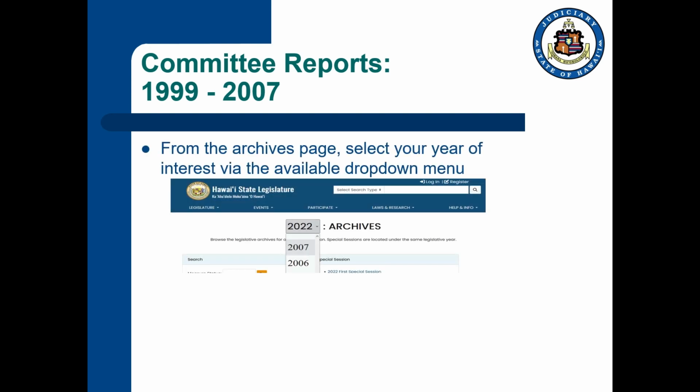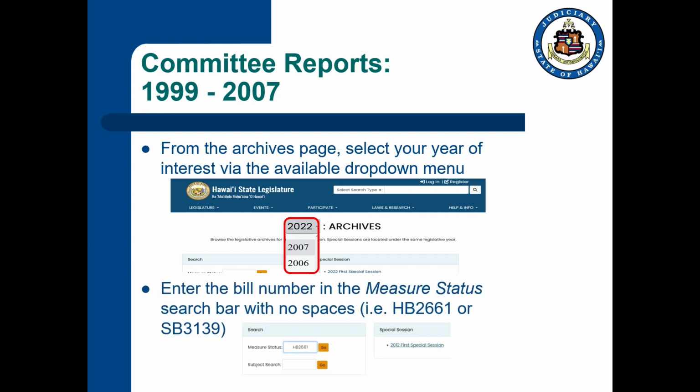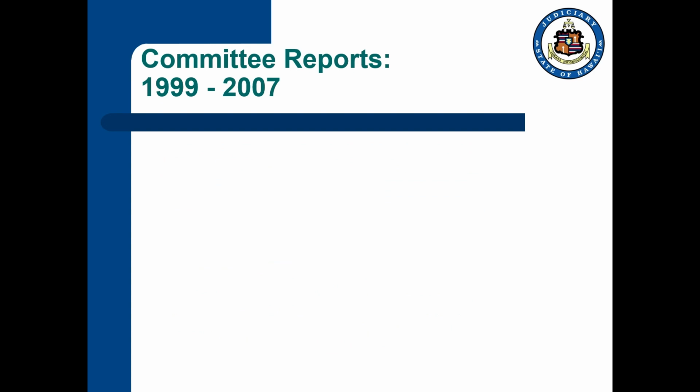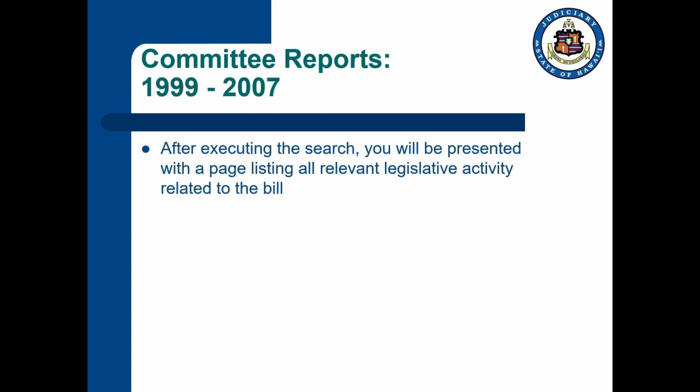From the Archives page, select your year of interest via the available drop-down menu. Once selected, enter the bill number with no spaces in the Measure Status search box. After executing the search, you'll be presented with a page listing all relevant legislative activity related to the bill. This will include a listing of committee report numbers relevant to the bill of interest.